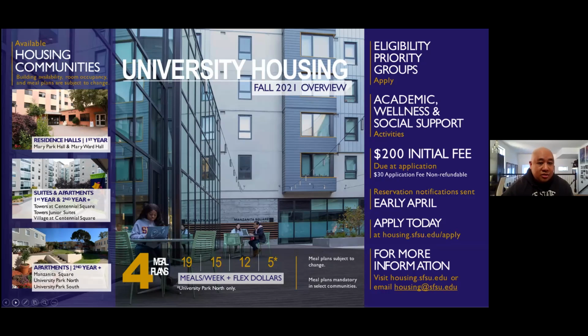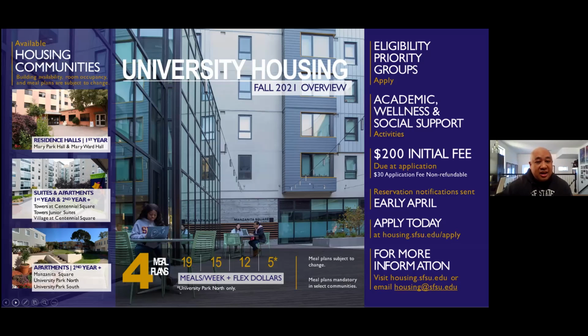First up is our residence halls, which are dorm-style units that will house first-year students. These communities are Mary Ward Hall and Mary Park Hall. Next up is our suites and apartment-style units that will house a mixture of first and second-year students. These housing communities are the Towers Junior Suites, Towers at Centennial Square, and Village at Centennial Square. And finally, we have our apartment-style units that will mainly cater to second-year plus students, and unlike the previous communities, are located adjacent to campus. These communities are University Park North and South, and our brand new community that opened up this year, Manzanita Square.